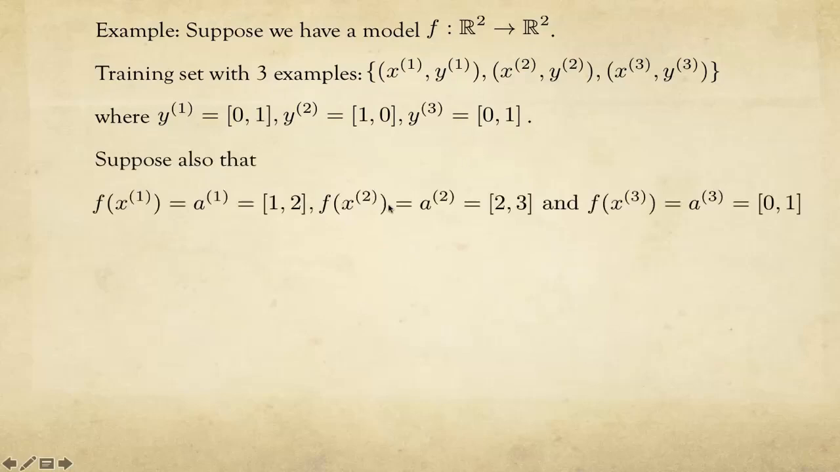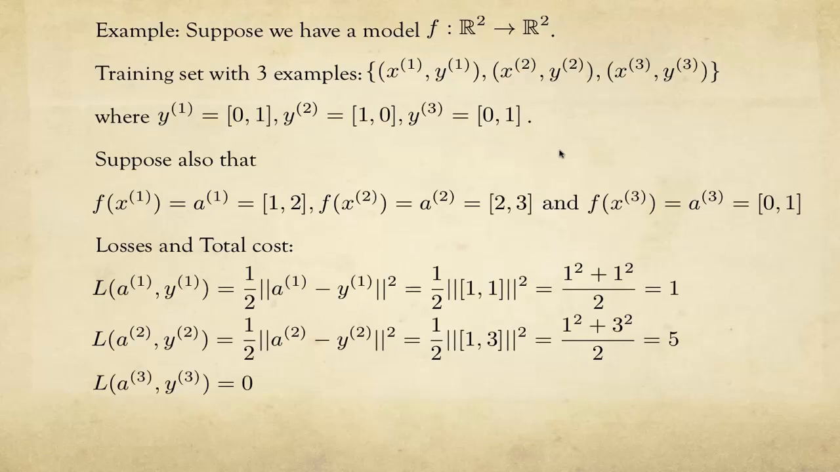Suppose that our function predicts the prediction for the first example is (1, 2). The prediction for the second example, A2, is (2, 3). The prediction for the third example is the vector A3, which is (0, 1). And notice these predictions are not perfect. This one has an error, right? It's not exactly the same. This one also has an error there somewhere. And this also has, oh, actually this one over here is exact.